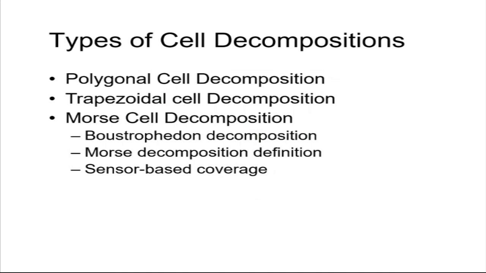So much for roadmaps. Roadmaps are basically generating a network of pathways. Now, the next method is called the cell decomposition method. As the name indicates, the cell decomposition method decomposes the workspace into a number of cells. There are different methods used here. Number one is polygonal cell decomposition. Second is trapezoidal cell decomposition. Then we have Morse cell decomposition. Then we have Boustrophedon cell decomposition. Then we have Morse decomposition and sensor-based coverage. These are more or less used for exploration.